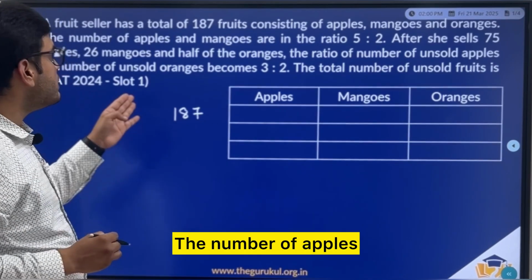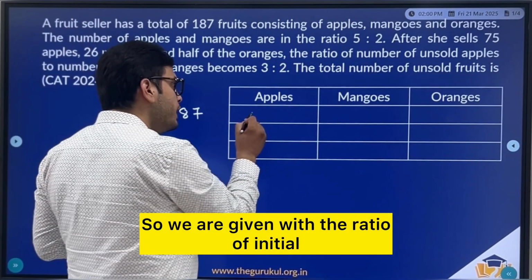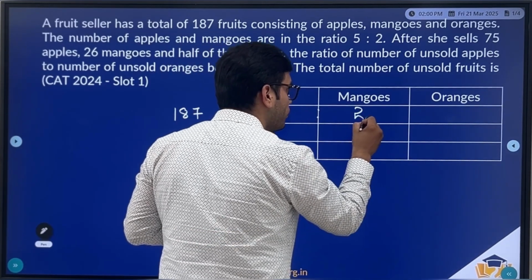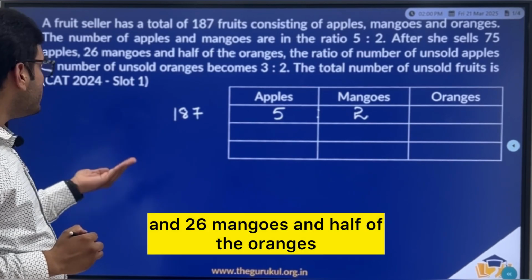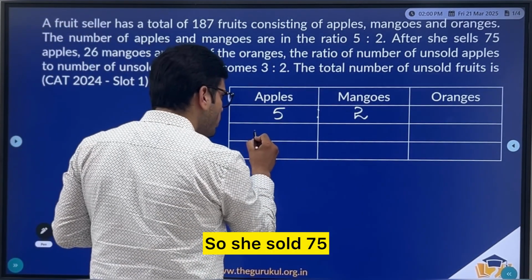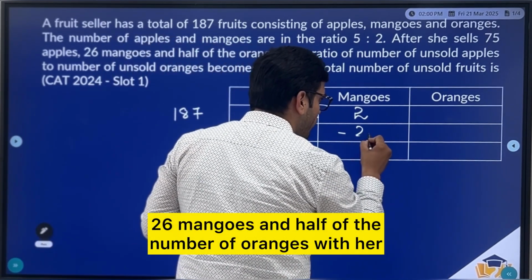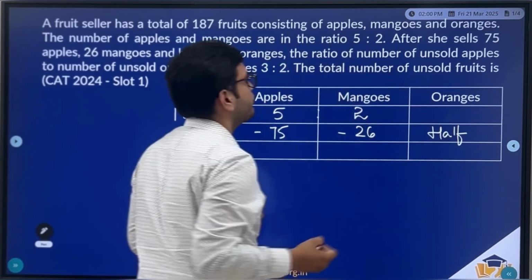The number of apples and mangoes are in the ratio 5:2. So we are given the ratio of the initial number of apples and mangoes. So this is 5:2. After she sells 75 apples and 26 mangoes and half of the oranges. So she sold 75 apples, 26 mangoes and half of the number of oranges with her.